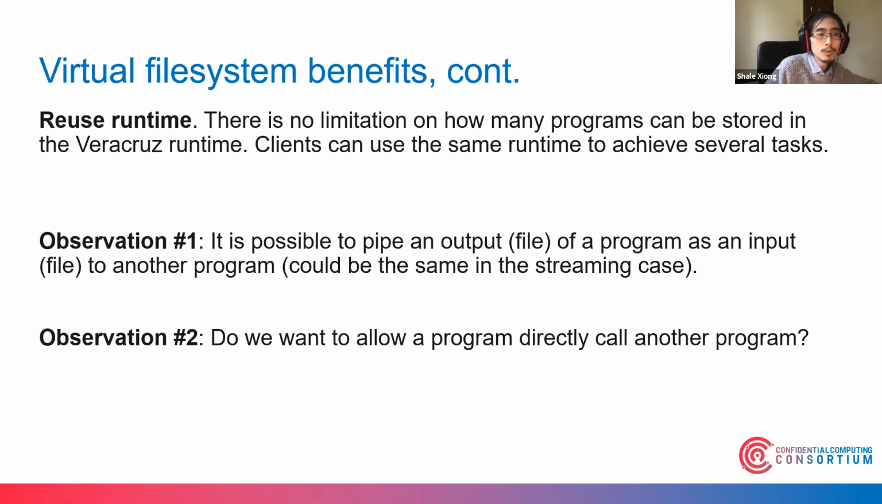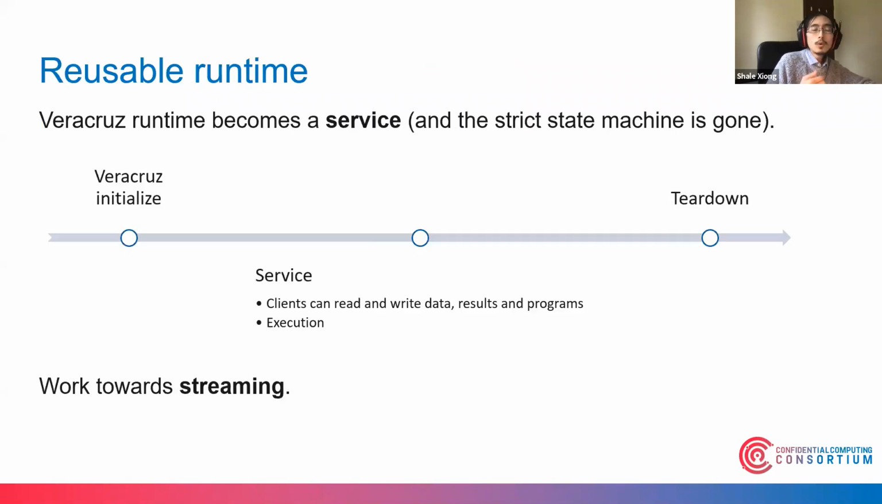The second observation, which we unlikely will support, is whether we want to allow a program to directly call another program. Our first instinct is that this will have a big impact on the security aspect, so we probably will not implement this feature for now. Given all those changes I mentioned about the virtual file system, this leads to our bigger goal. We now have a reusable runtime. This means Veracruz runtimes now become a service instead of a process that is strictly controlled by a state machine.